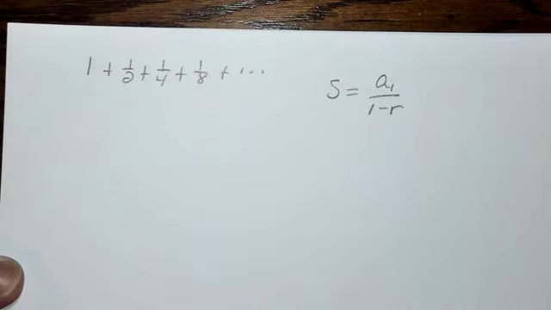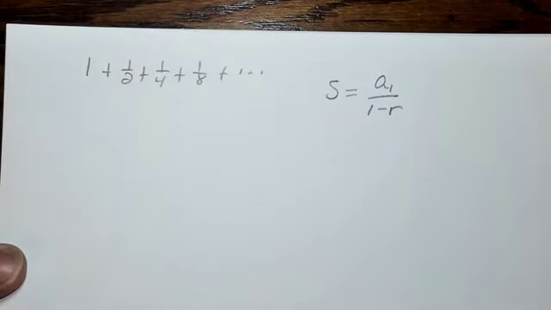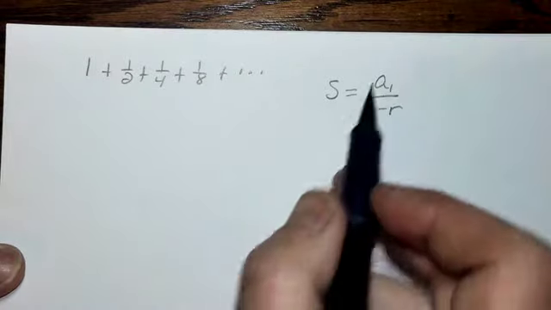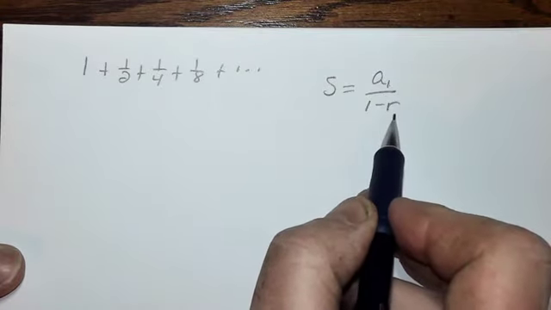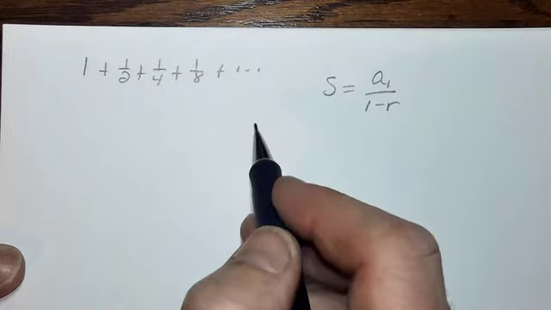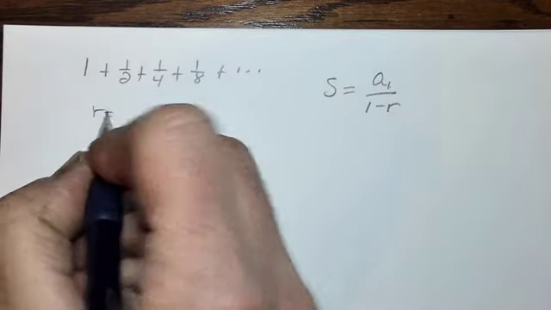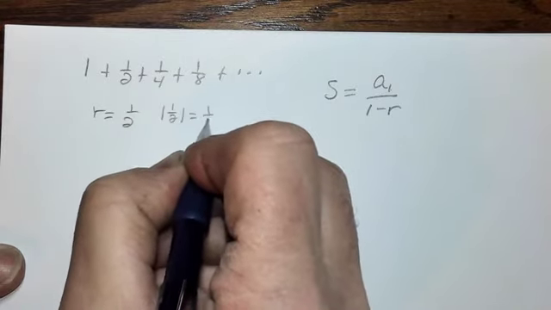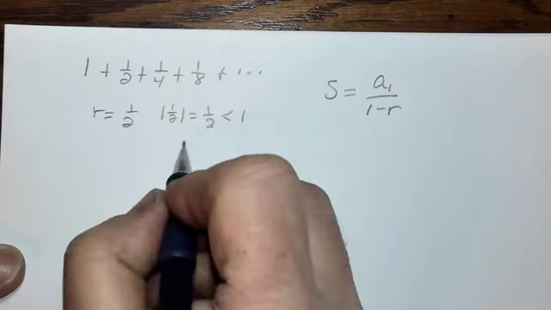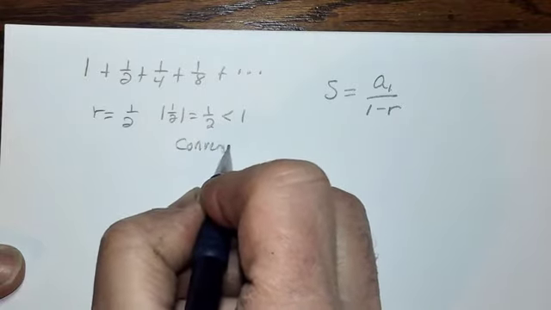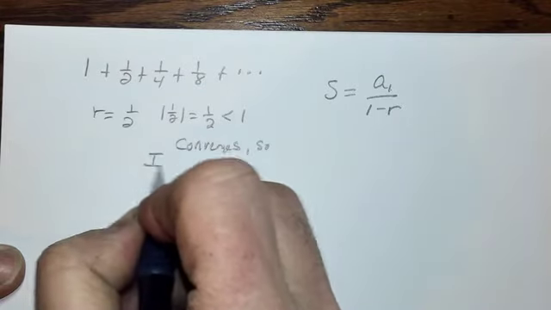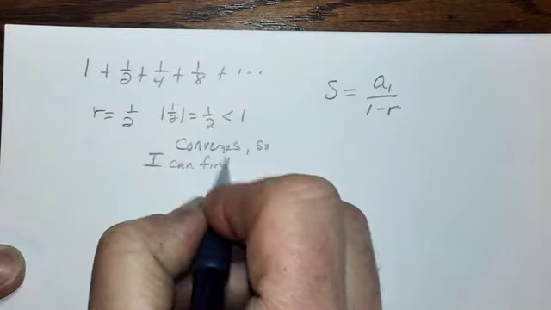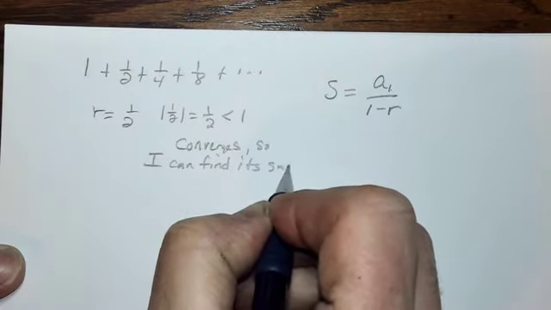And again, I'm not going to go into detail about where that came from. You can look that up. Be a good research problem for you to figure out. So what I need on this is I need A1, and I know what R is. But I need to know that this converges first. So again, you find out what r is, find the absolute value of that, and since that's less than 1, this converges, so I can find its sum.